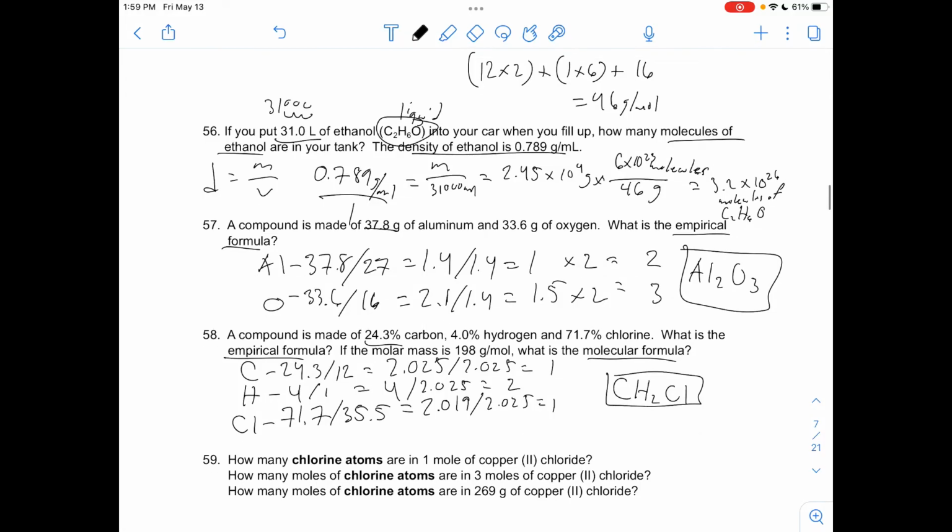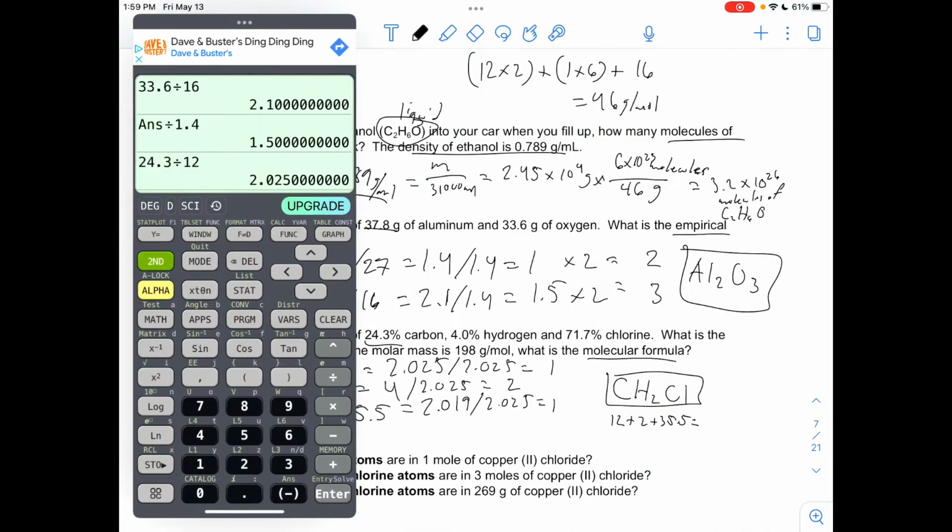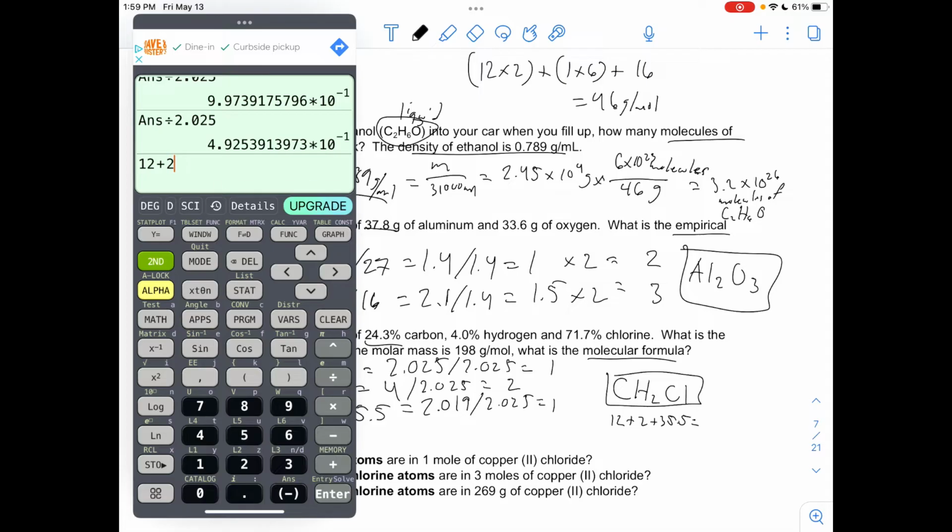Next, we have to find the molecular formula. The empirical formula is the simplest form. First I'm going to find my molar mass. We have 12 plus 2 plus 35.5, so that gives us 49.5. That is our molar mass of the empirical formula. We're going to take 198 and divide it by 49.5, and that gives us 4.